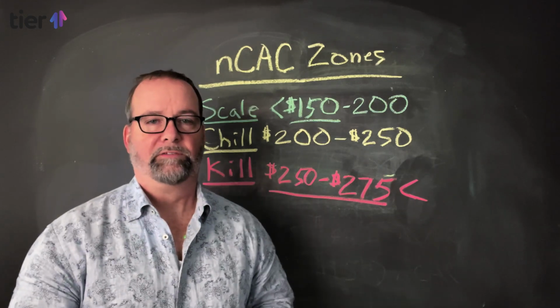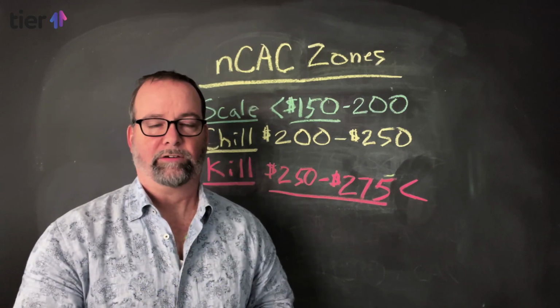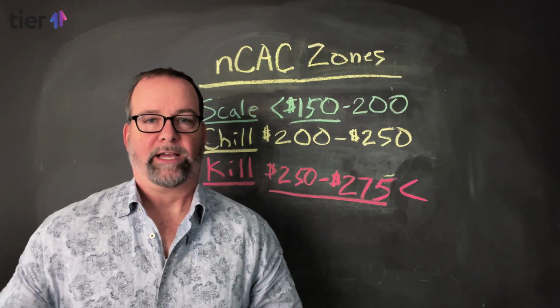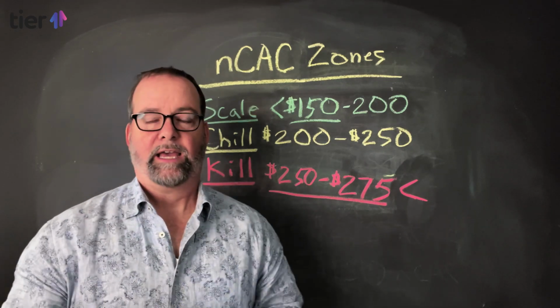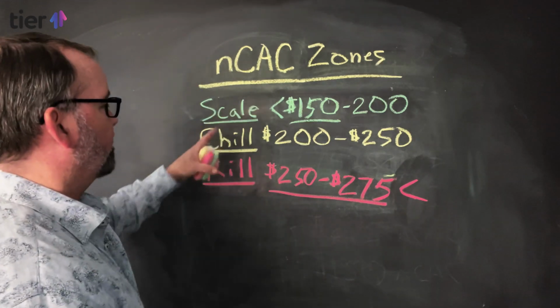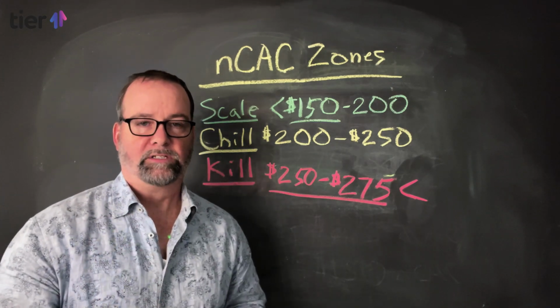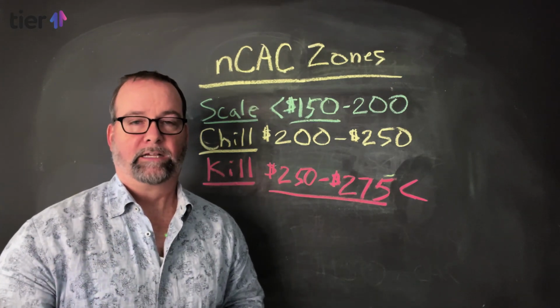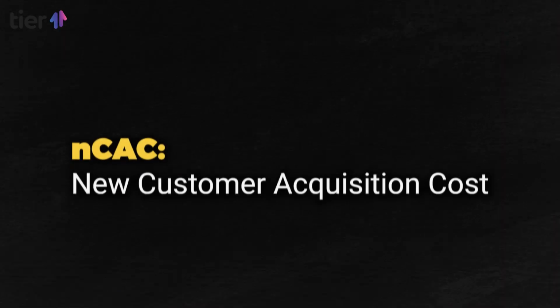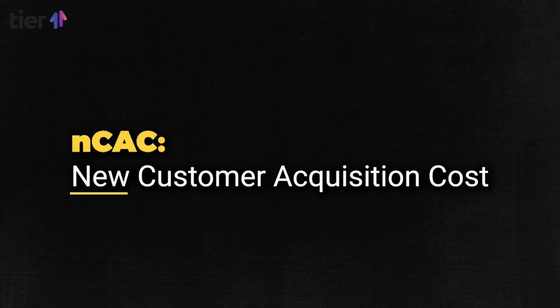You can go back through some of the videos that are probably in and around this video and go back through how we actually came to these numbers as to what are the scale zones, what are the chill zones, and what are the kill zones. So we've got three separate zones here on nCAC, and nCAC, of course, is new customer acquisition cost.